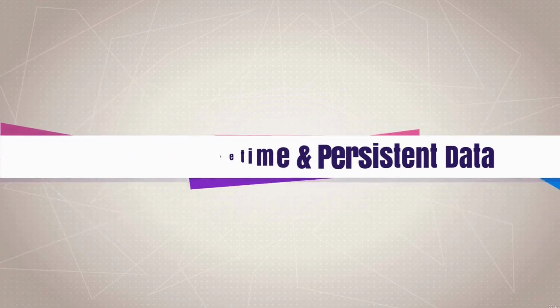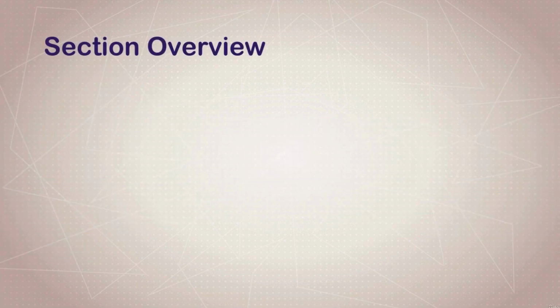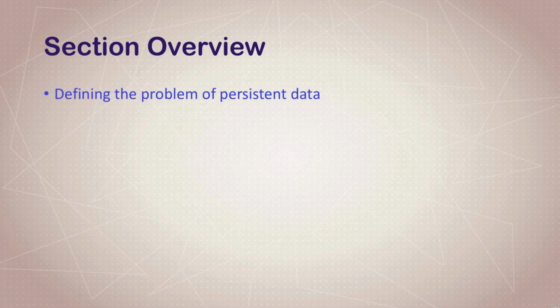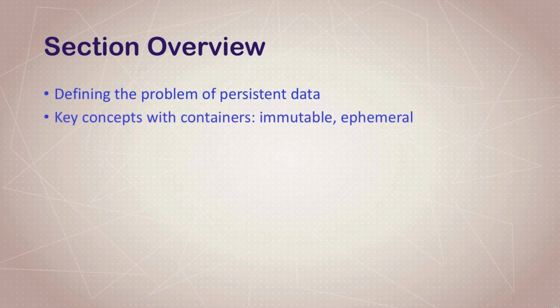This section is going to be full of lectures and assignments around persistent data. And first, we're going to discuss the problems of persistent data and how that even became a problem in the first place. So key concepts there that you need to understand are the idea of immutable infrastructure and the idea around containers being naturally ephemeral in design. So we'll cover those in the first lecture.